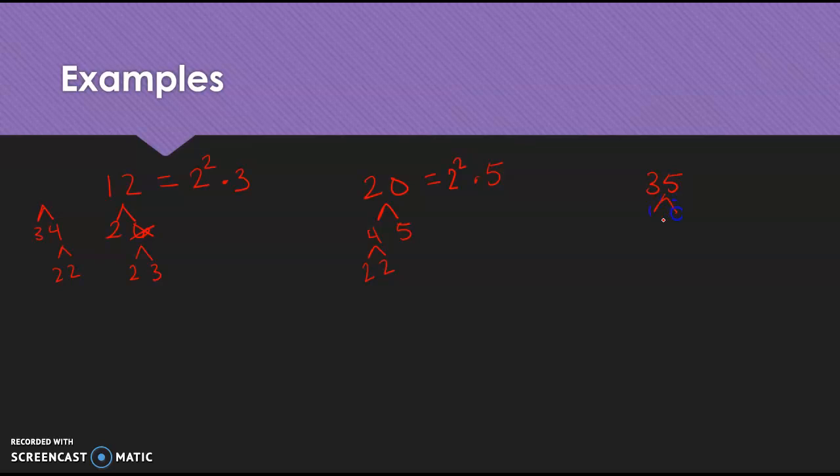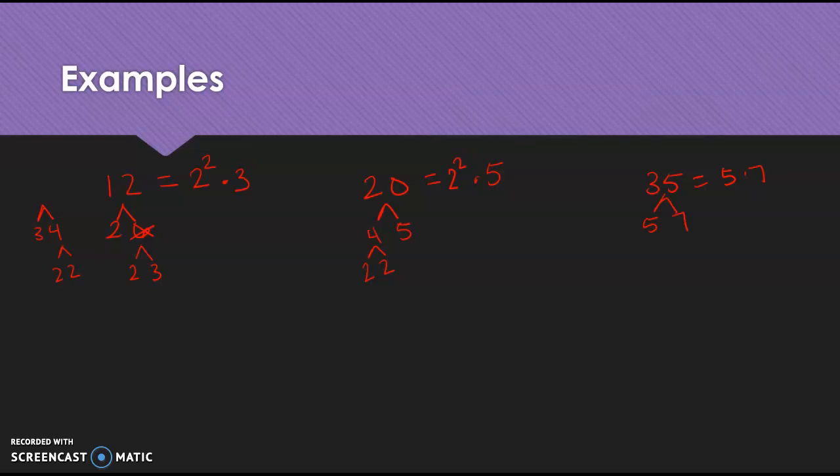35. It's not even, so 2 won't go into it. If we're using those divisibility rules, 3 plus 5 is 8, not divisible by 3 or 9. But it has a 5. So I'm going to divide it by 5, and I get 5 and 7. Well, they're both prime numbers, so my prime factorization is just 5 times 7, and that's it. There's no squares because there's not multiple of the same number.